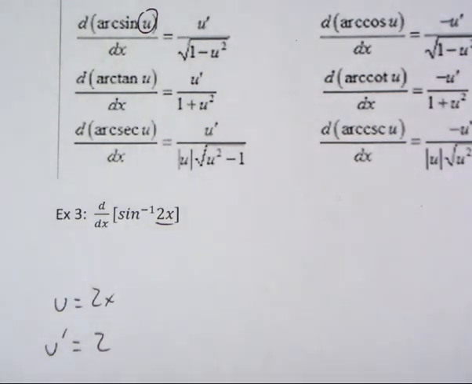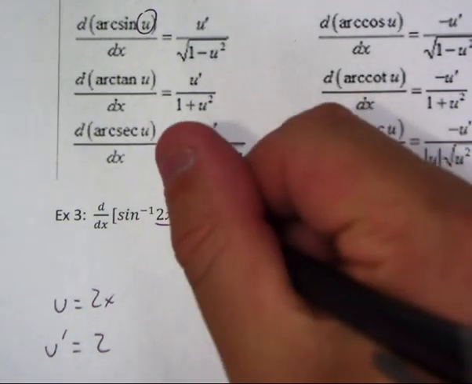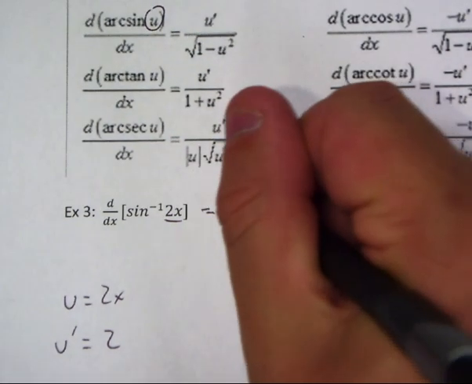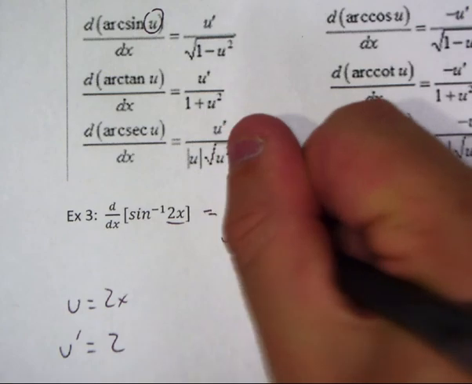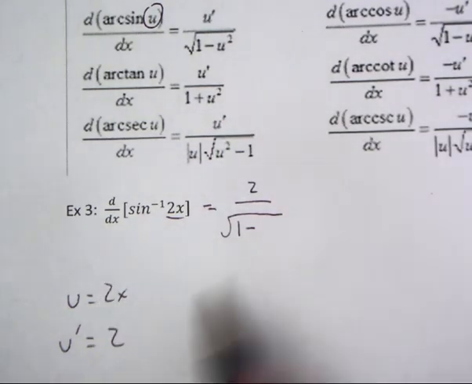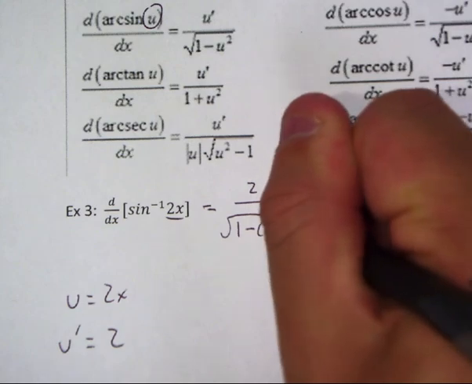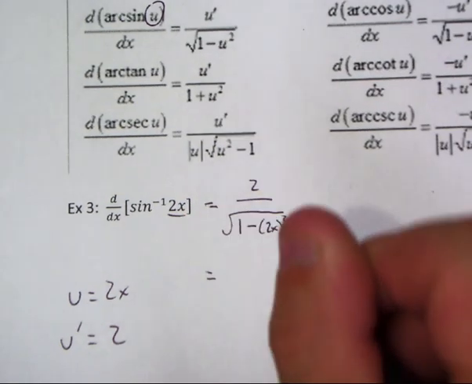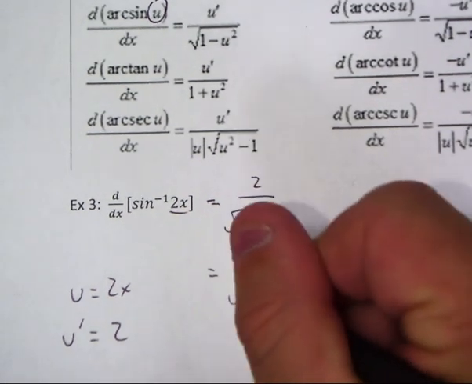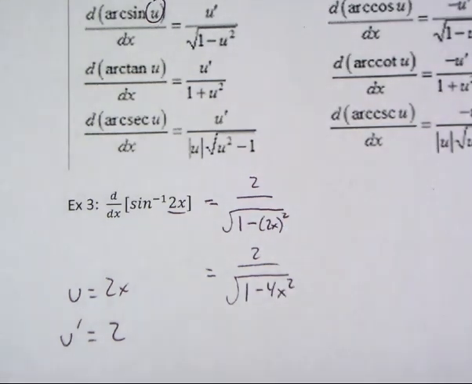And once you know u and u prime, just plug them into the derivative formula. So it's going to be u prime on top, so 2, over the square root of 1 minus u squared. U is 2x. So quantity 2x squared. If this is a free response question, you can leave that. My guess is they would square the 2x, just a hunch. So 1 minus 4x squared. That's our derivative. Again, are these likely to show up on the AP test? Not likely. We'll have a chapter test where I'll definitely make sure you know these, but it is what it is.